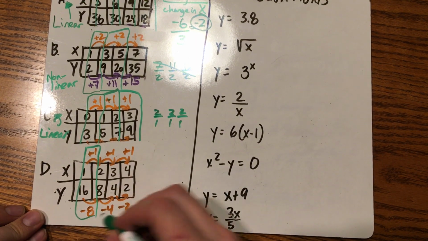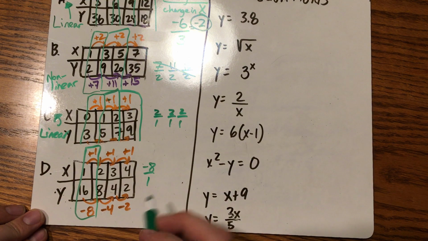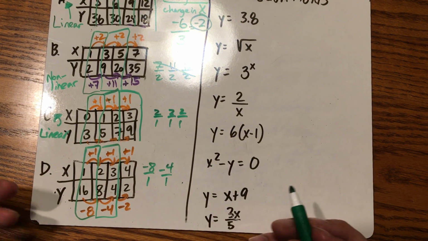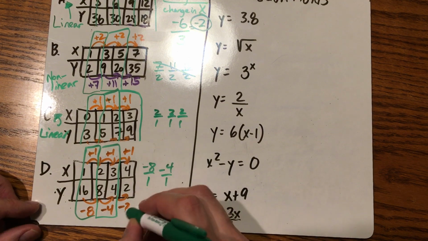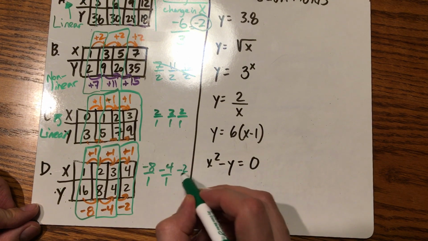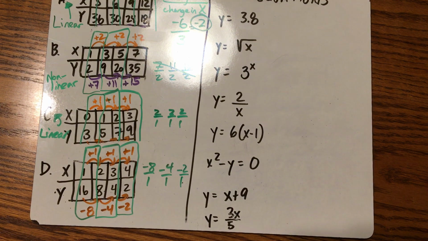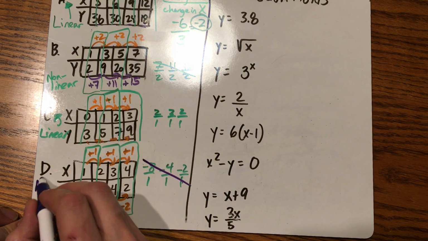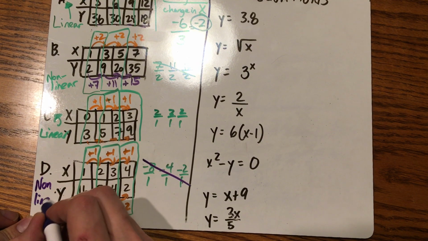The first example, -8 over +1. That's going to reduce to negative 8. My second example, negative 4 over 1. That obviously reduces to something else. That reduces to negative 4. And then the last one, negative 2 over 1. None of these are the same. They all three have to be the same for it to be linear. So here's another one that is non-linear.